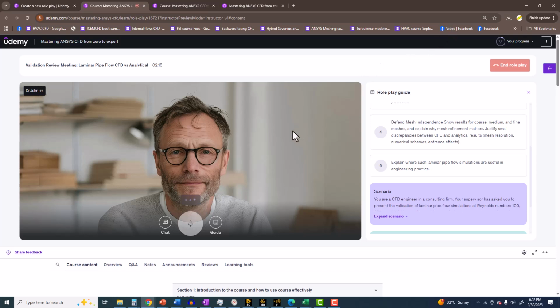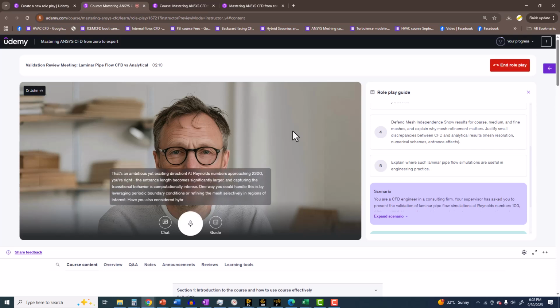That's an ambitious yet exciting direction. At Reynolds numbers approaching 2300, you're right. The entrance length becomes significantly larger, and capturing the transitional behavior is computationally intense. One way you could handle this is by leveraging periodic boundary conditions or refining the mesh selectively in regions of interest. Have you also considered hybrid approaches or simpler assumptions that could limit the computational burden while still providing reliable insights?